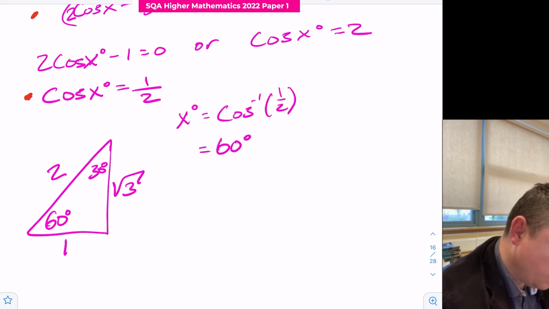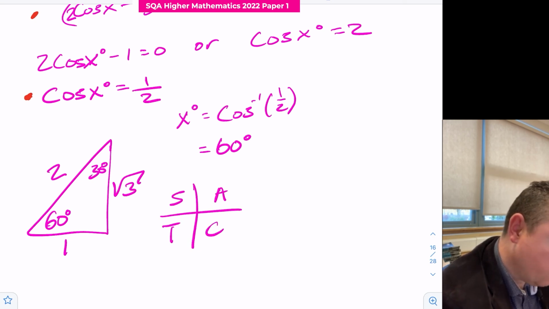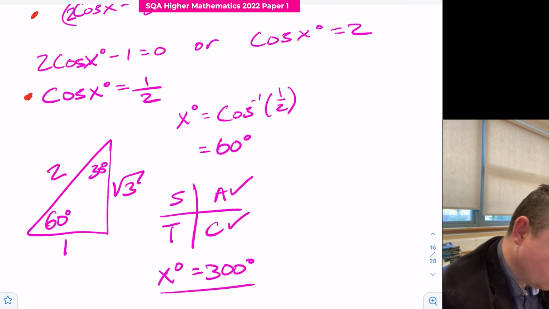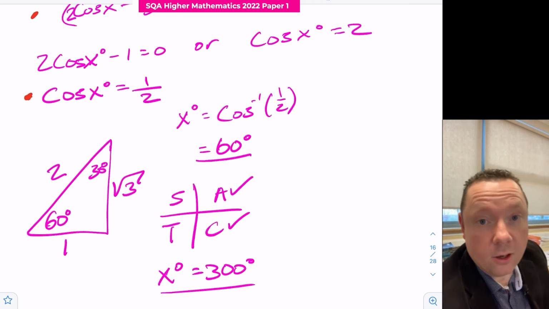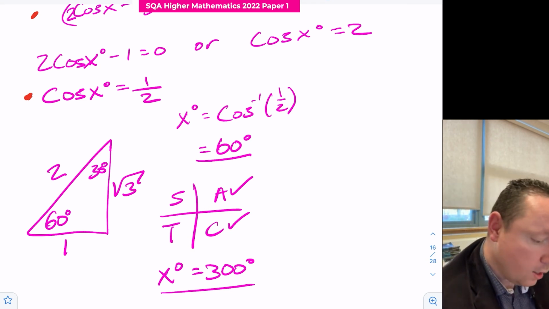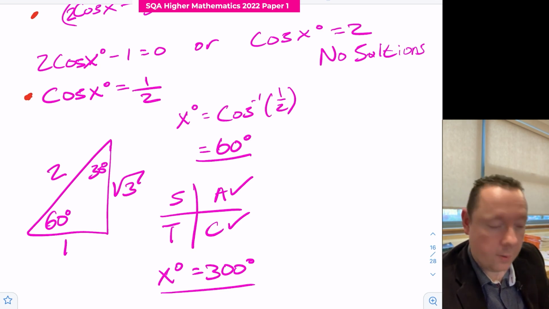And because of the CAST diagram, we can say that we've got the first and fourth quadrant, so x degrees also equals 300. And there's our two solutions for the left-hand side. Now looking at our right-hand side, nice and simple, cos x is equal to 2. There's no solutions to that. So we can just say there's no solutions because obviously cos x goes between 1 and −1.